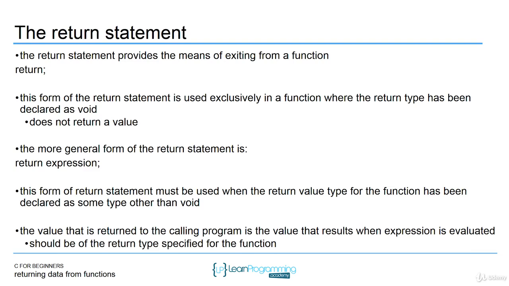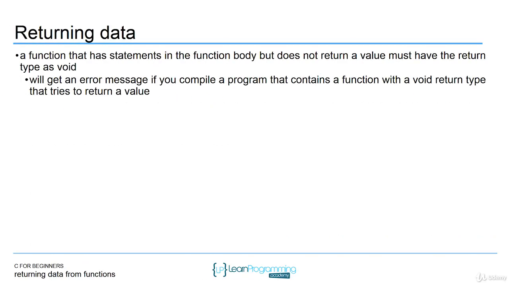The value that is returned to the calling program is the value that results when the expression is evaluated. So if you have x plus y, it's returning the result of that expression. And it has to be the same type as the function declaration, as I mentioned. A function that has statements in the function body but does not return a value must have the return type as void. Have to. You cannot not have that. If you do not have that and you're not returning any data, you're going to get an error message when you compile it.